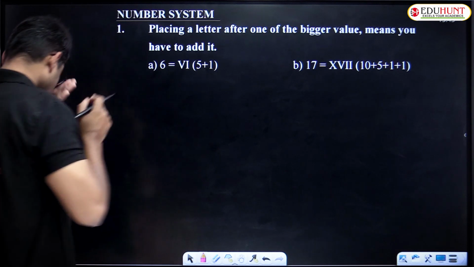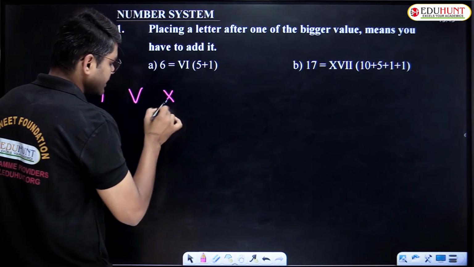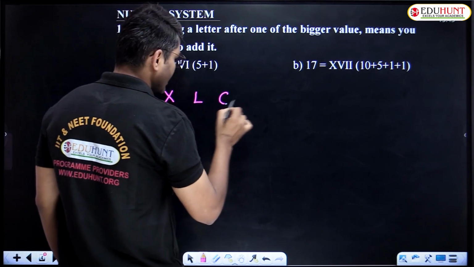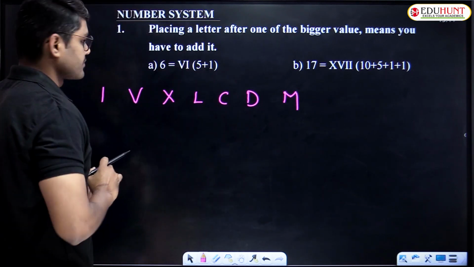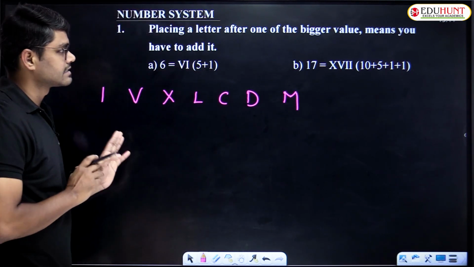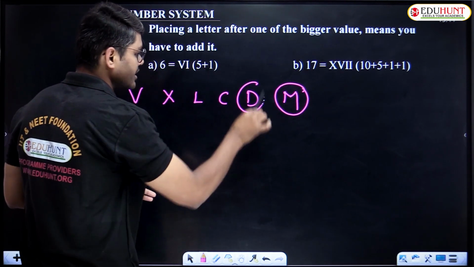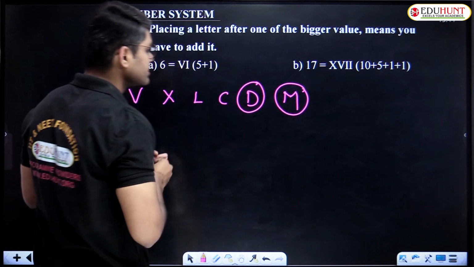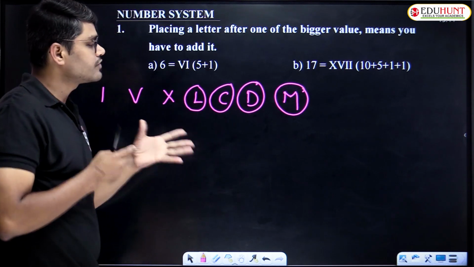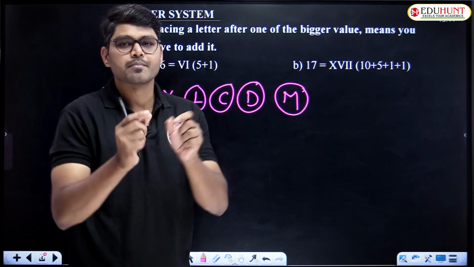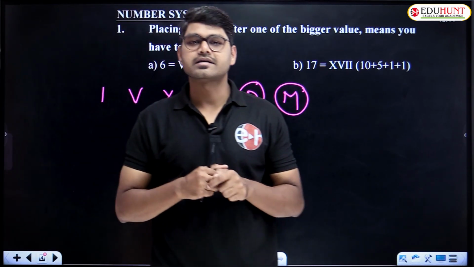For example, I, 5, 10, 50, 100, 500, 1000. These 7 letters only we use. What is the bigger digit here? This is the bigger digit. If I exclude that digit, this is the bigger one. If I exclude these 2 digits, this is the bigger one. If I exclude these 3 digits, this is the bigger one. How do we say which is bigger and which is smaller? By comparing those digits only. Already we have learned it in the comparison chapter.